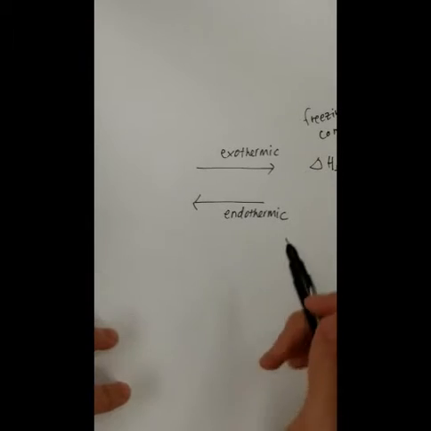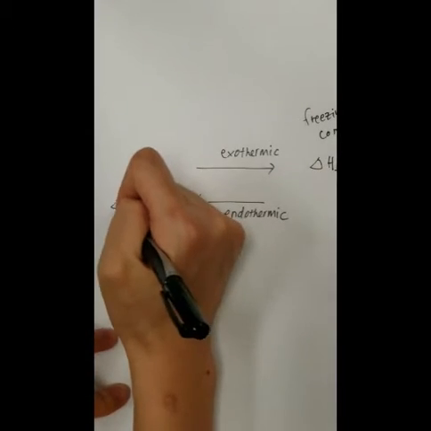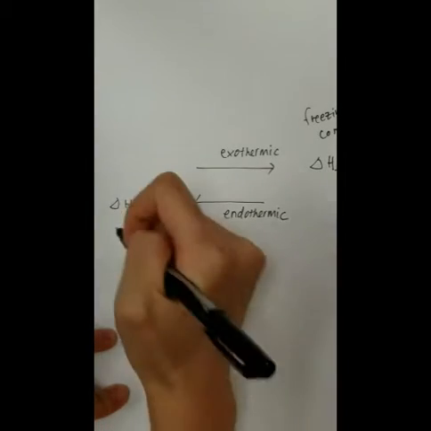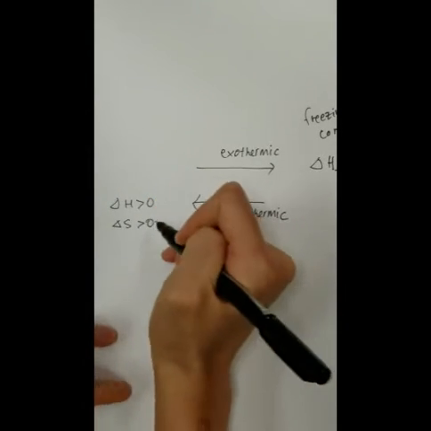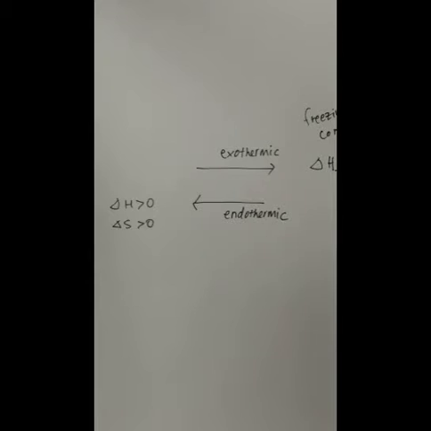In opposition, for the endothermic case, delta H is bigger than 0 and delta S is bigger than 0. This means that the entropy change is positive, reflecting the higher degree of disorder in the phase that is formed during the transition.